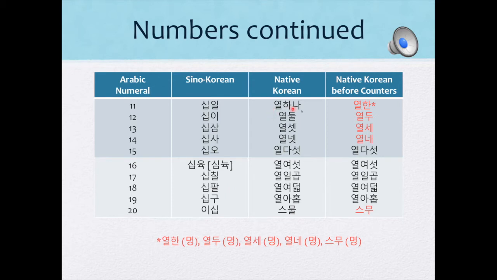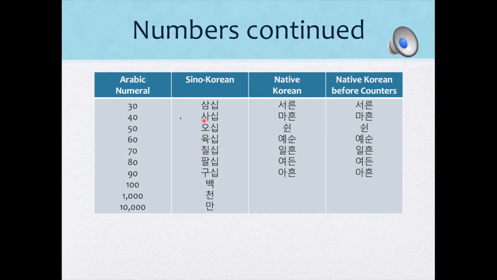Okay, and native Korean numbers, same thing, it's also a decimal system. So 10, 열, and then you go back to 하나, 열둘, 열셋, 열넷, and the variations happen exactly the same way. 열다섯, 열여섯, 열일곱, 열여덟, 열아홉, 스물, and 스무. It's a variation for counters.